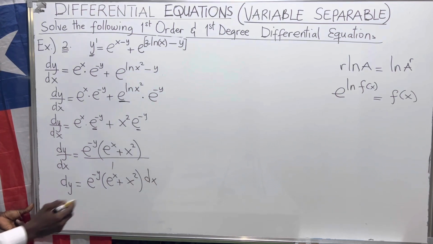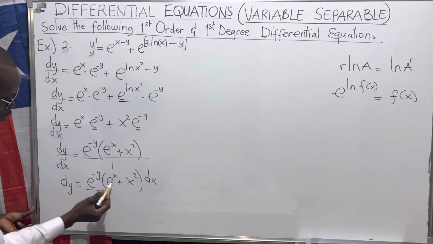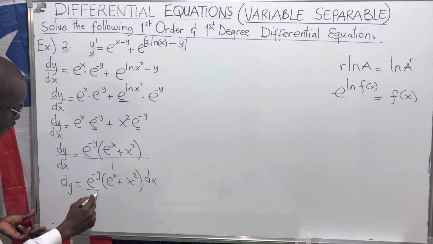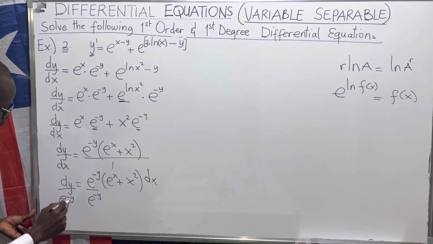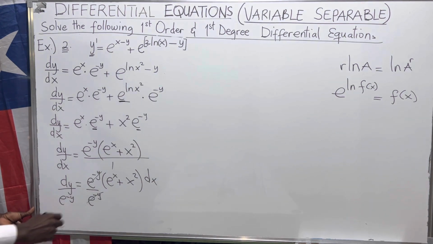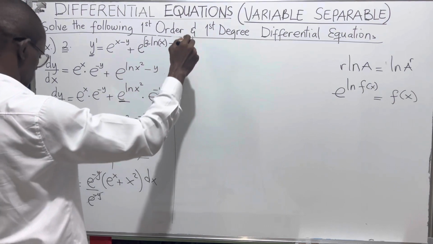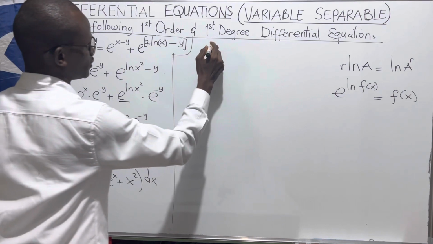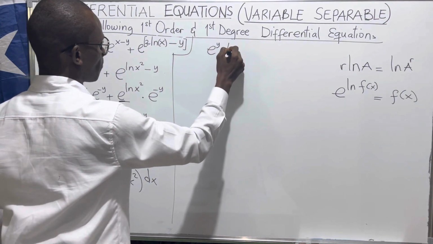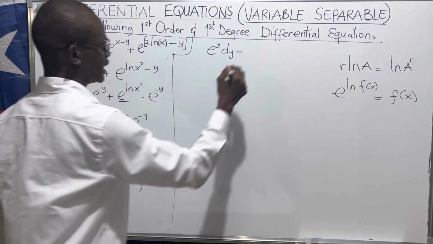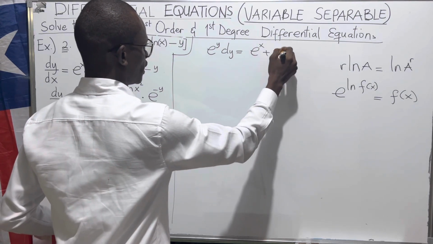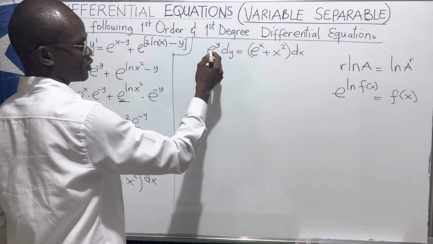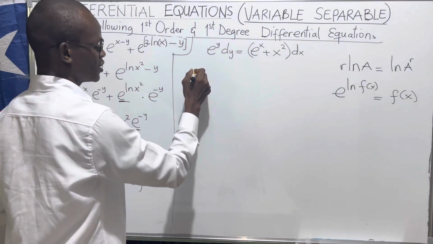So we can divide this out by e raised to the power minus y, because we need all x in here and we need all y here. So this and this cancel, and we'll just be left with, now this e raised to the power minus y can go up. It will be positive e raised to the power y dy equals, and then this side is just e raised to the power x plus x squared dx. So we know that the integral of e raised to the power y is just e raised to the power y.